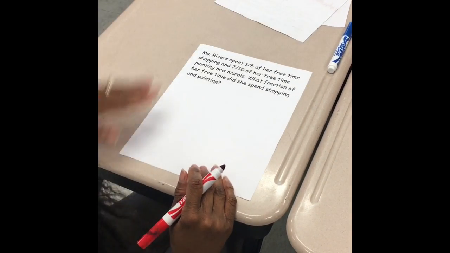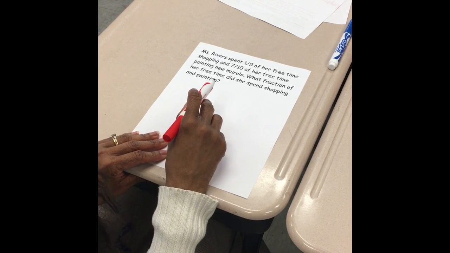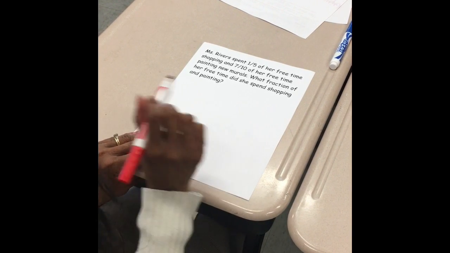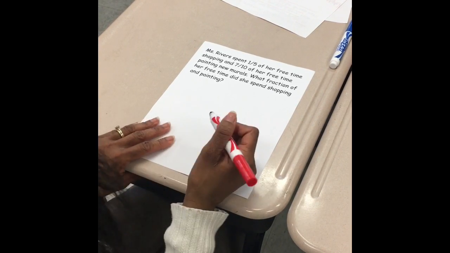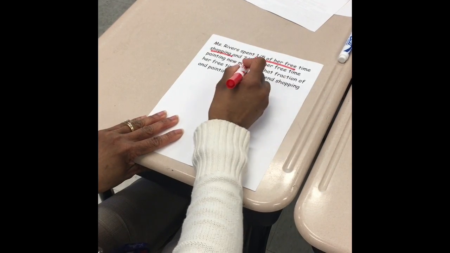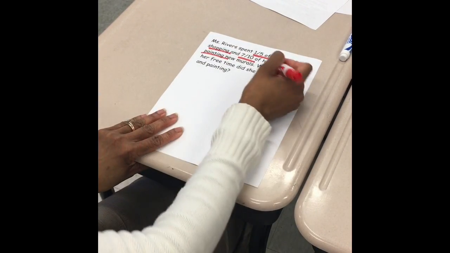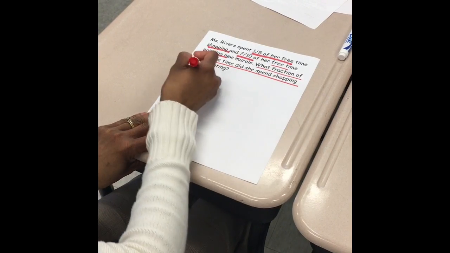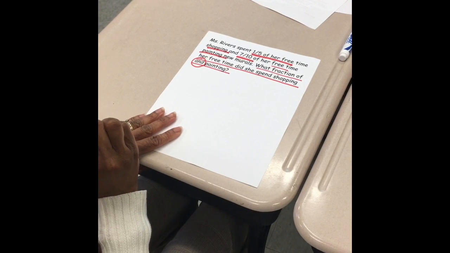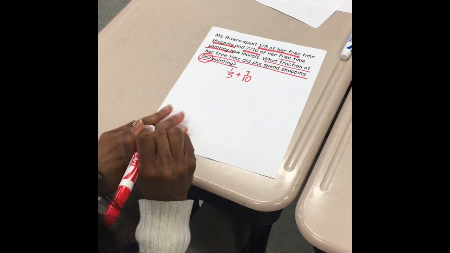Let's look at our second problem. Miss Rivers spent 1/5 of her free time shopping and 7/10 of her free time painting new murals. What fraction of her free time did she spend shopping and painting? Well, let's see what Miss Rivers was doing. She spent 1/5 of her time shopping. That sounds like fun. And 7/10 of her time painting. She does love to paint. And the question says, what fraction of her free time did she spend shopping and painting? That tells me I need to add 1/5 plus 7/10.